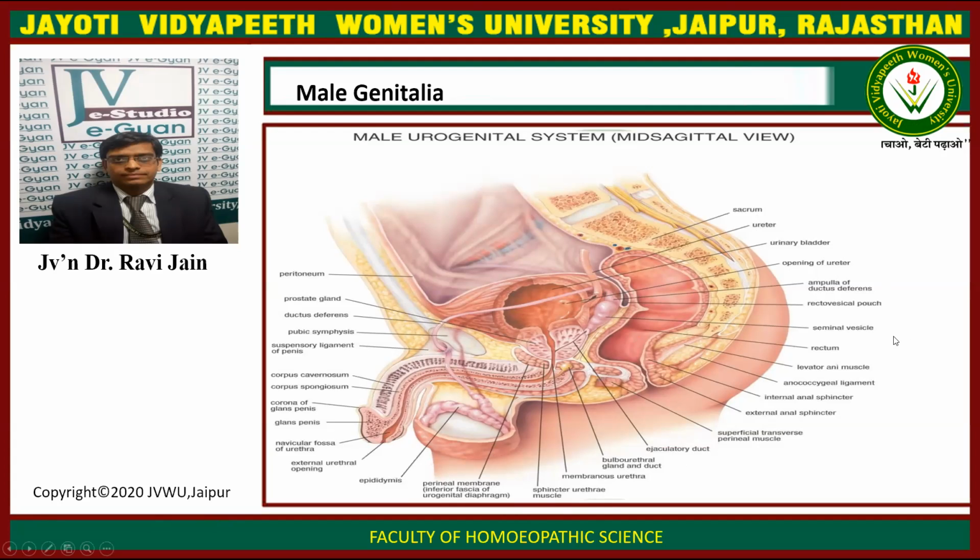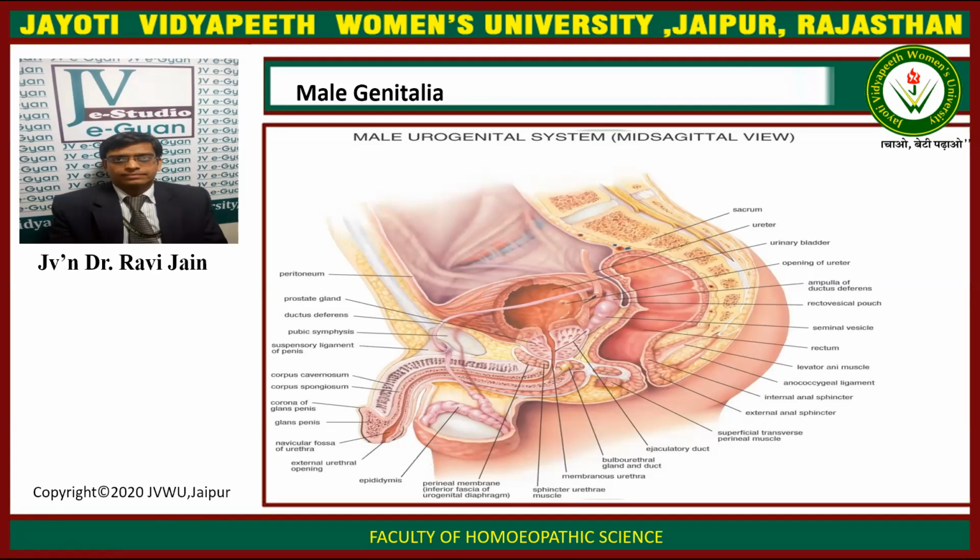Ampulla of ductus deferens, we have the rectovesical pouch, seminal vesicles, rectum. There are levator ani muscles, anococcygeal ligament, internal anal sphincter, external anal sphincter, superficial transverse perineal membrane, ejaculatory duct, and this we have already completed. Alright, so this is the basic outline, the gross outline of the male genitalia.